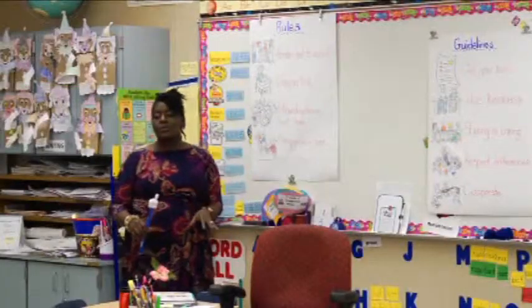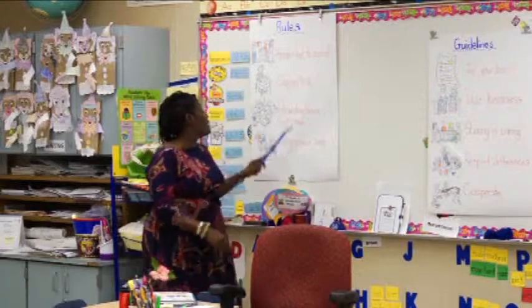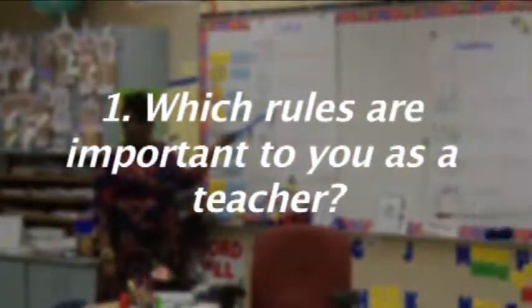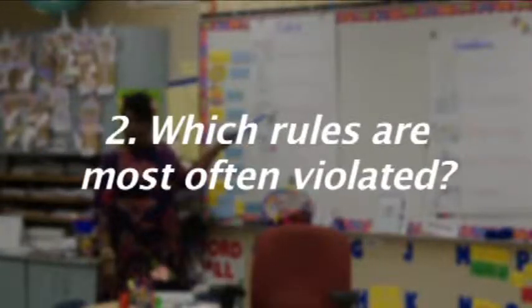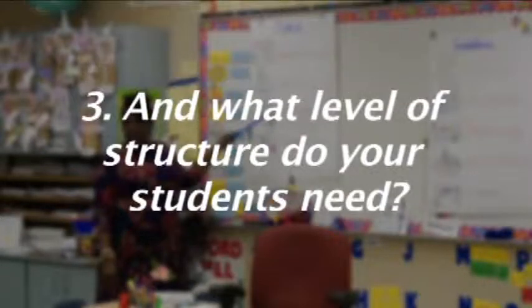In order to find the best consequences for your classroom, ask yourself these 3 things. Number 1, which rules are important to you as a teacher? Number 2, which rules are most often violated? And number 3, what level of structure do your students need?